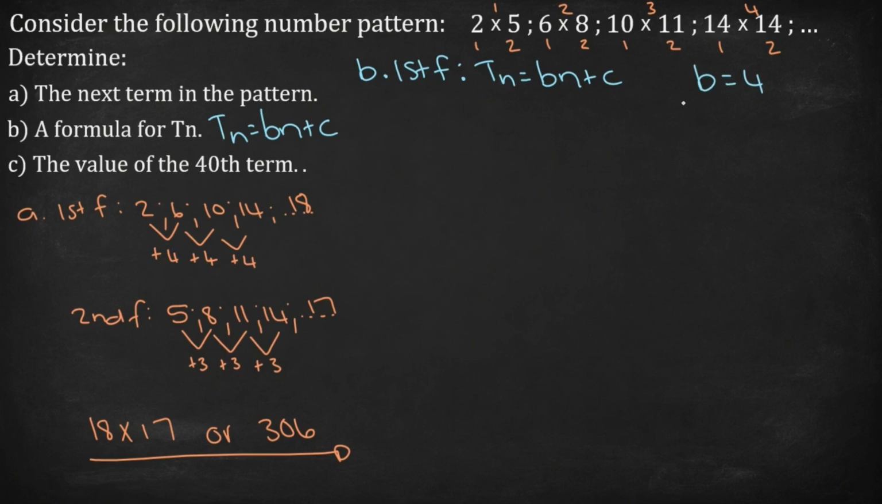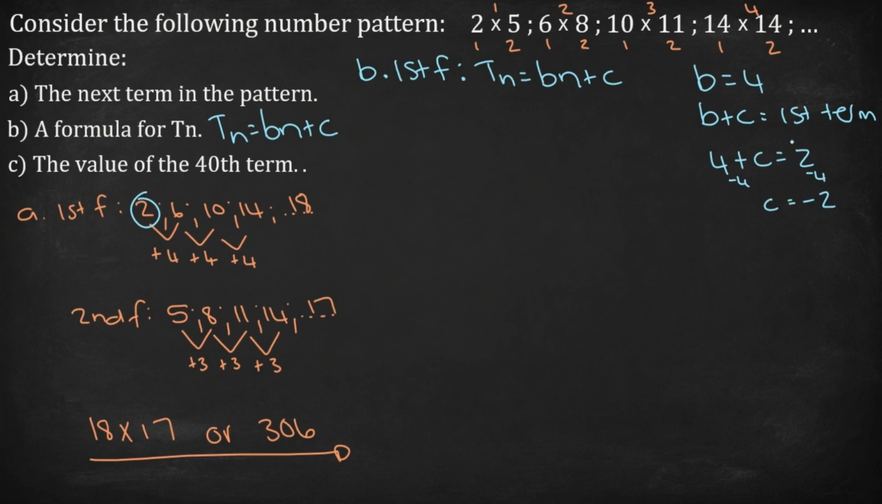To determine the value for c, you have to add b and c and equate that to your first term. And what is the first term? It is 2. Now I'm going to substitute 4 into b. So it's 4 plus c equals 2. And then let's move 4 to the other side. So I'm going to subtract 4 from both sides. So c equals 2 minus 4, which is negative 2.